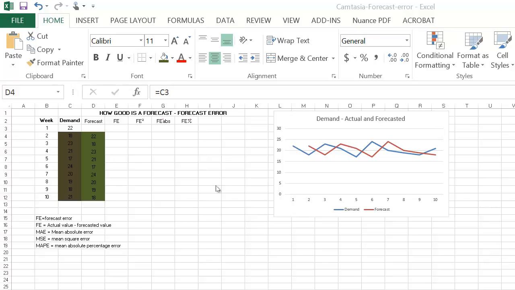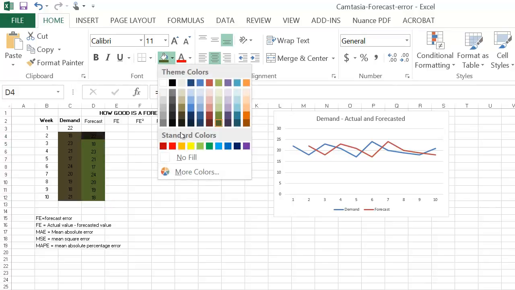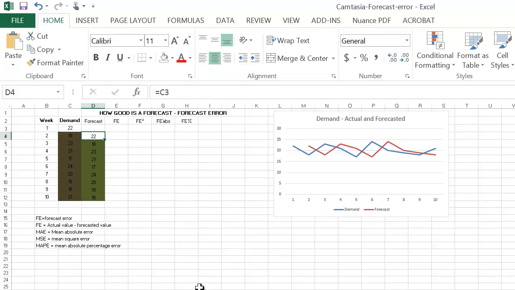So for week 2, my forecast would be 22 units. You can see there's a 22 units forecast for week 2. Then week 2 comes around and we actually experience the demand, and it turns out that the actual demand in week 2 was 18. So obviously I have overestimated by 4 units.